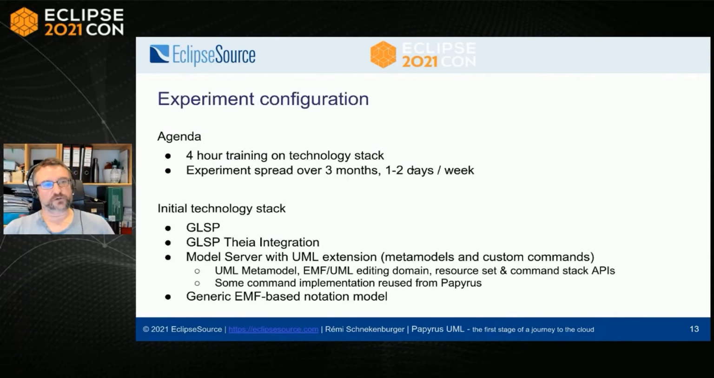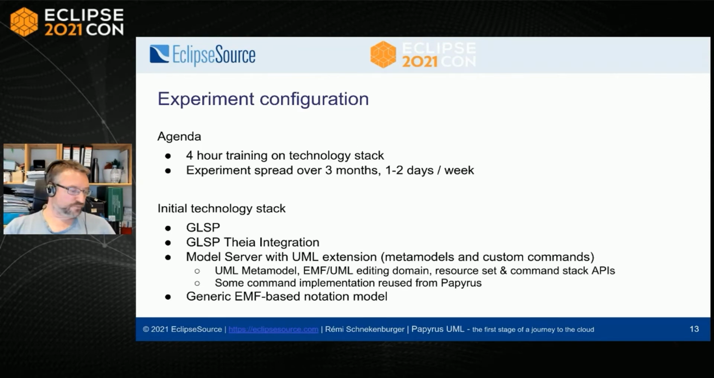For the configuration of this experiment, we did a 4-hour training on the technology stack, starting from EMF through to GLSP, Theia, and the model server stack. The experiment was spread over 3 months, and each group worked 1 to 2 days per week over these 3 months.